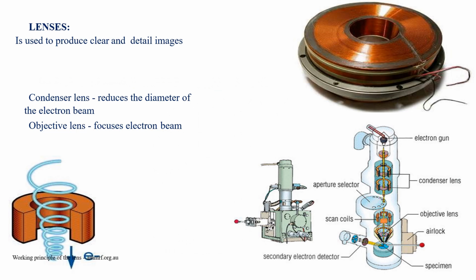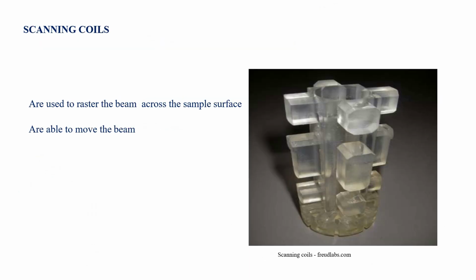Majorly, two different lenses are present in the equipment. First one is the condenser lens, which reduces the diameter of the electron beam, and the other one is the objective lens, which focuses the electron beam. Scanning coils are used to raster the beam across the sample surface so that the electron beam can scan the entire sample. They are able to move the beam.